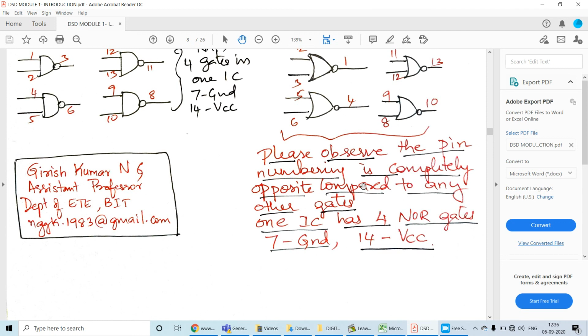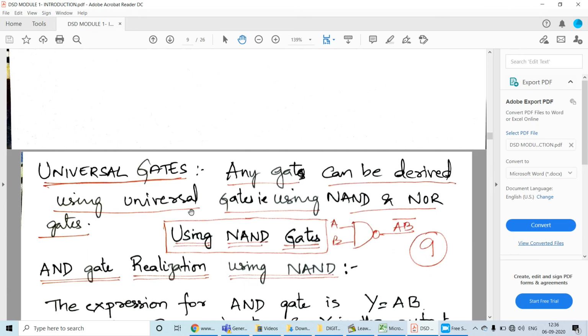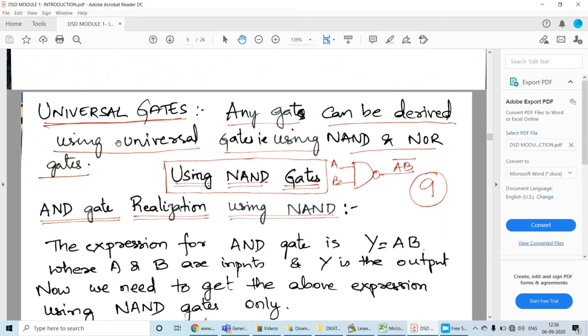I'm going to end this session with this brief introduction. Now in my next session, we'll see how to realize different gates using universal gates. So how to realize different gates using universal gates, in my next video.